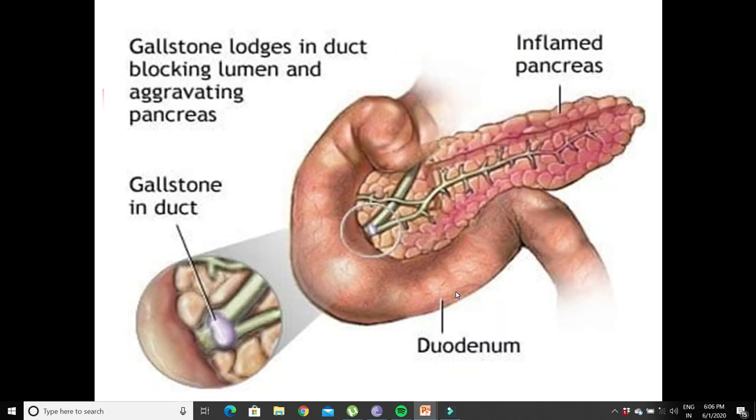So this is the healthy pancreas, and here is the inflamed pancreas. So you can also see over here, there is inflammation of the pancreas. What happens? Sometimes gallstones lodge in the duct and block the lumen, and they can cause inflammation of the pancreas. These are the gallstones which can be present in the duct.